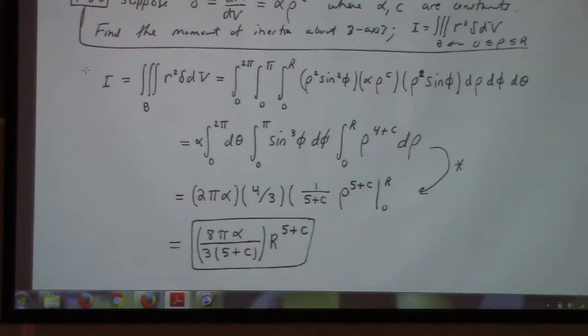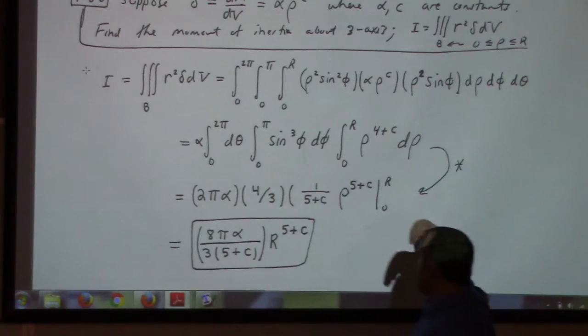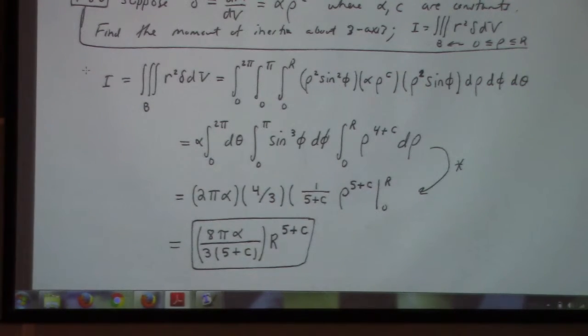I get 8 pi alpha over 3 times 5 plus c times r to the 5 plus c power. Yay. That wasn't sarcasm, right? Ah, dang it. Was that sarcasm? I lost track. I didn't have the 3 on the bottom. Yeah. Otherwise, that's what I got. No 3? Where'd my 3 come from? It's the integral of the sine cubed is the 4/3. It looks familiar, but I'm not entirely sure.